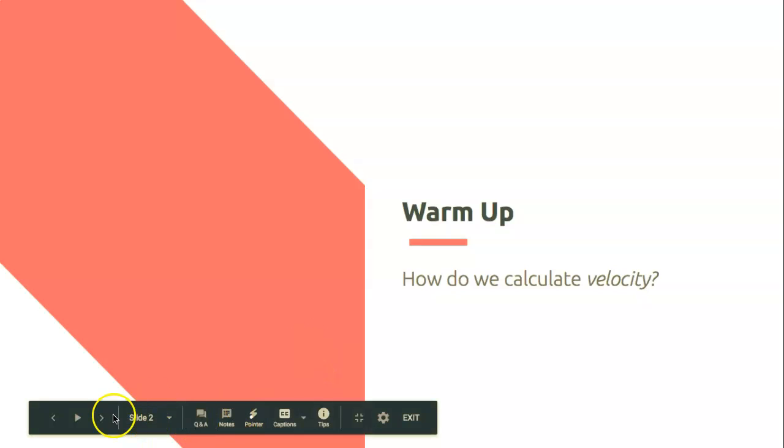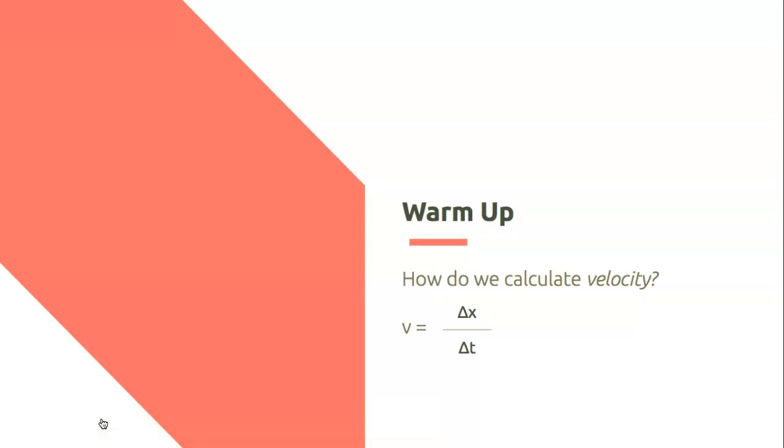Hopefully, your answer is something very much like this. V equals delta x, you might have written delta d over delta t. So V equals the change in x or the change in d. Usually if you write change in x, we're talking about displacement more generally, rather than distance, because we usually think of d as distance. And then delta t meaning change in time.